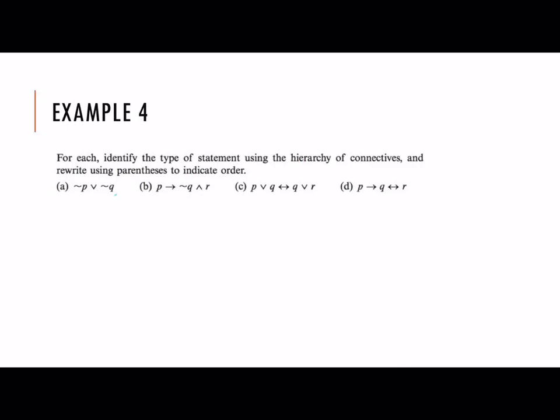The next one, we have 2 ors and a biconditional. So the ors come first, so you could put parentheses here and here. Oh, let's back up. I didn't do a truth table for this last one either.